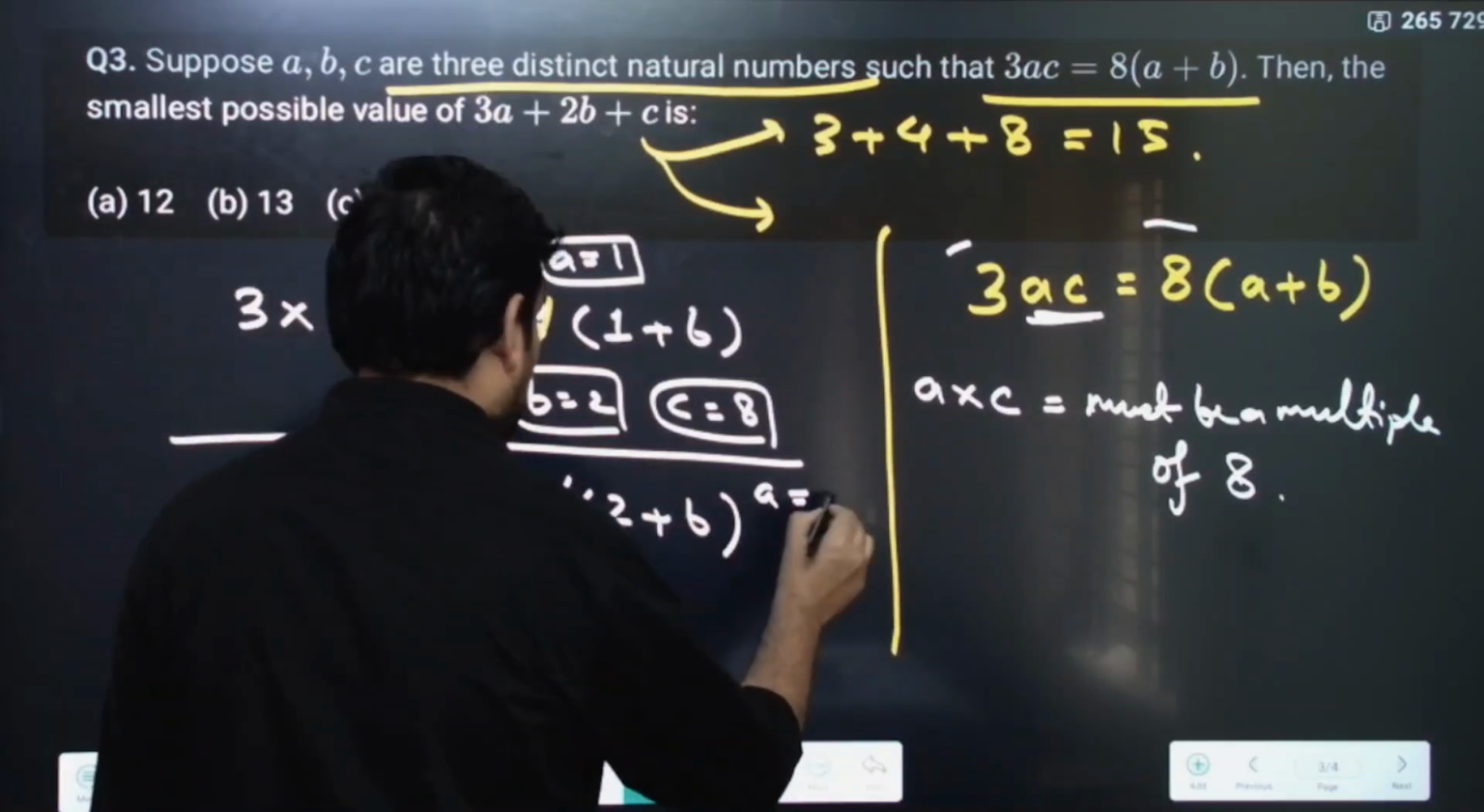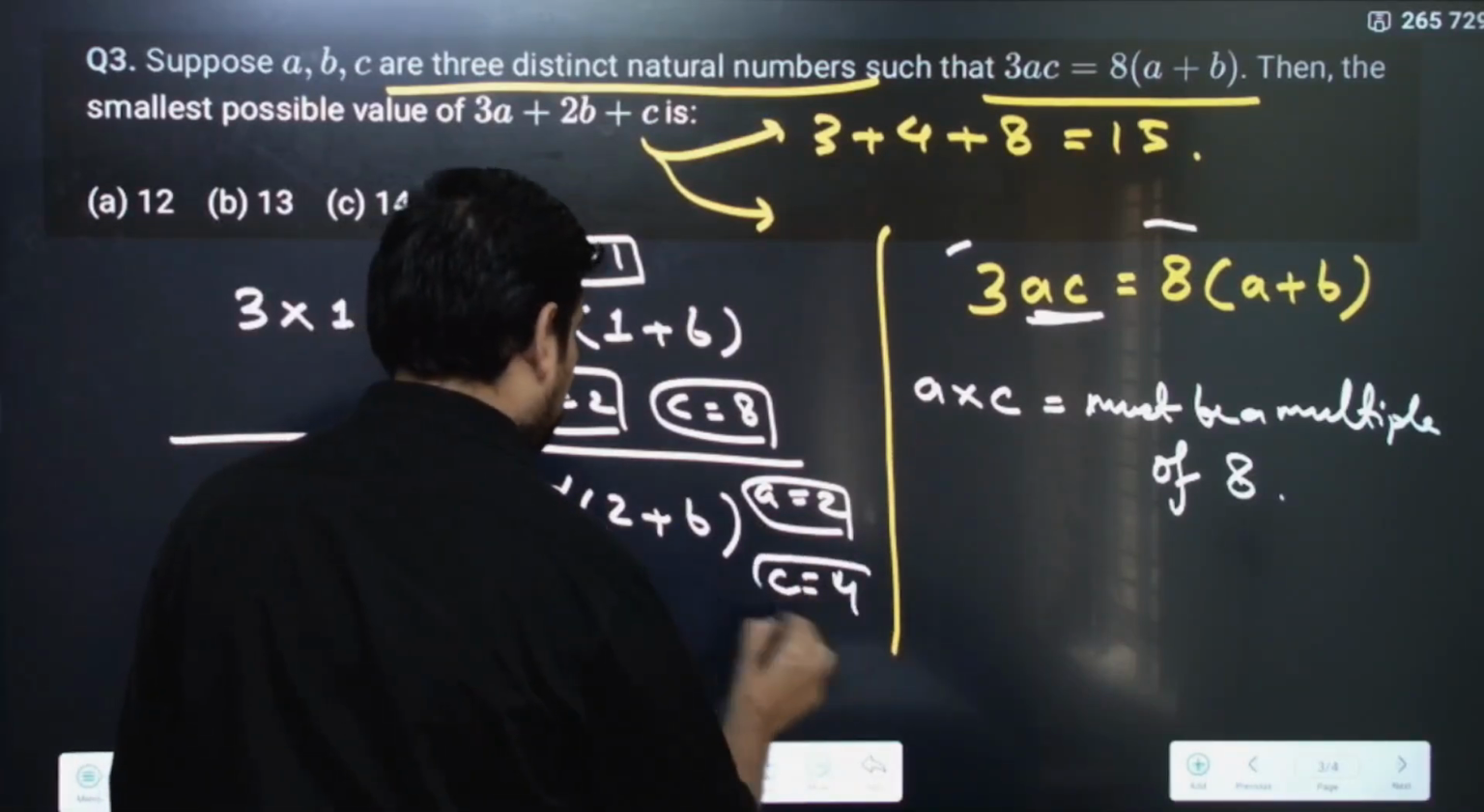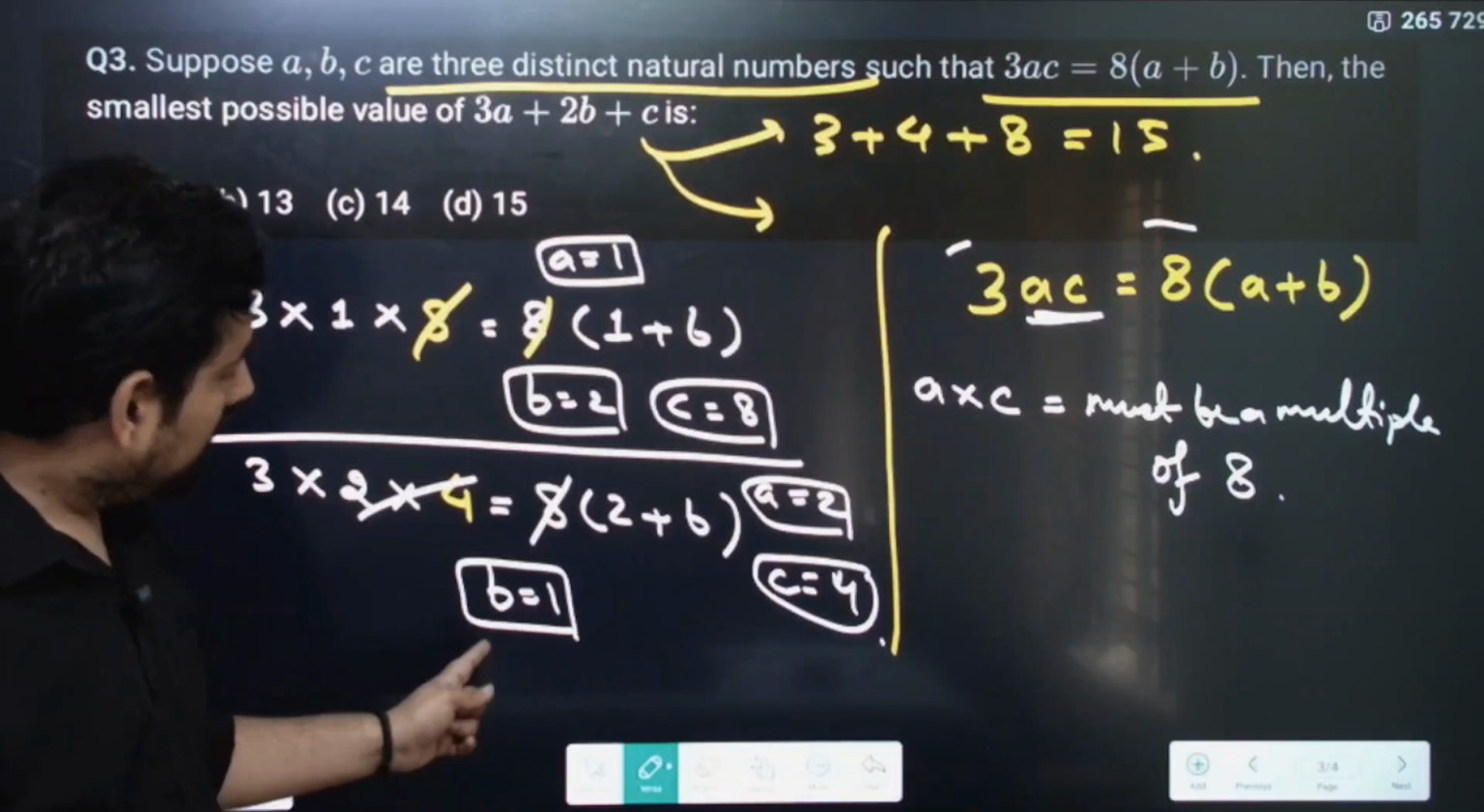What was the value of A that I had taken? A I had taken 2. And what I got is C. C was 4. So these are the three values, 2, 1 and 4.